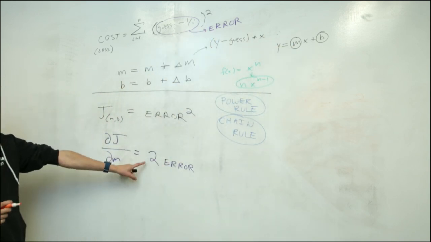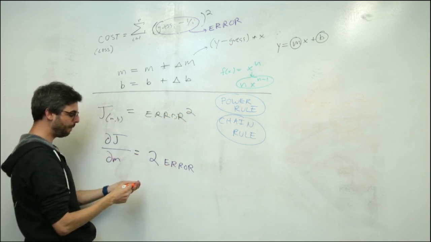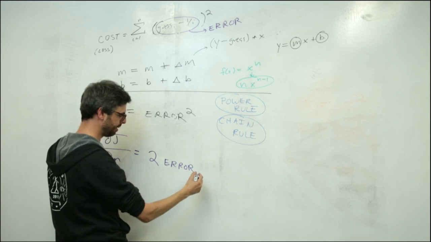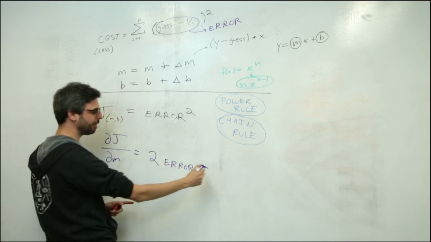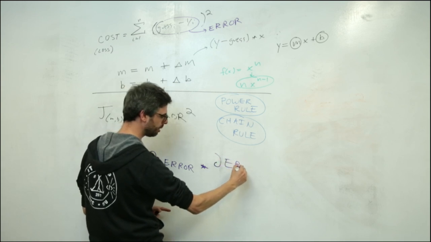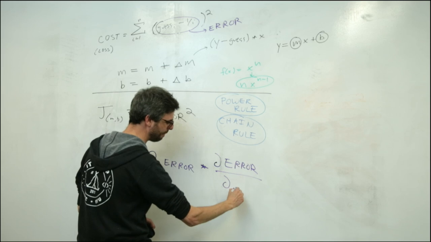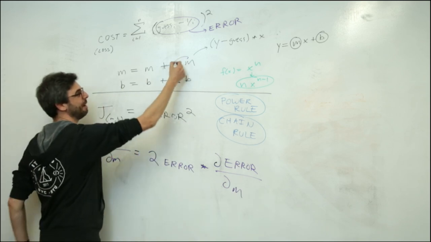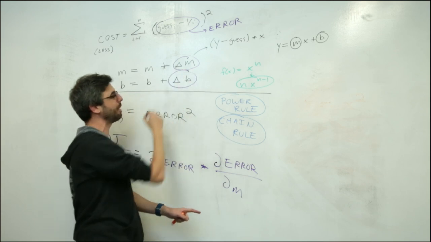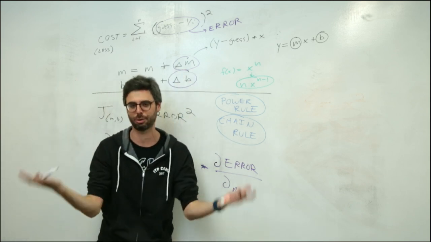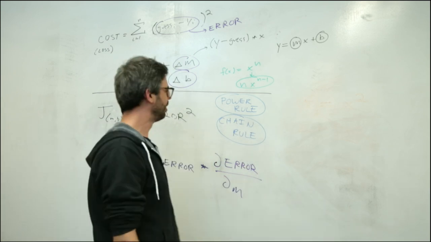So here, I could then say, get this derivative, 2 times error, and multiply that by the derivative of that error function itself relative to m, because I'm trying to get delta m. Now, I could also do it relative to b when I want delta b, and this has to do with a partial derivative. Oh, see, there are so many concepts baked into this that are a lot.